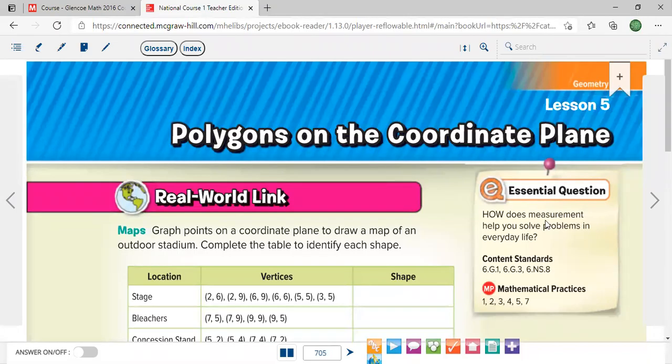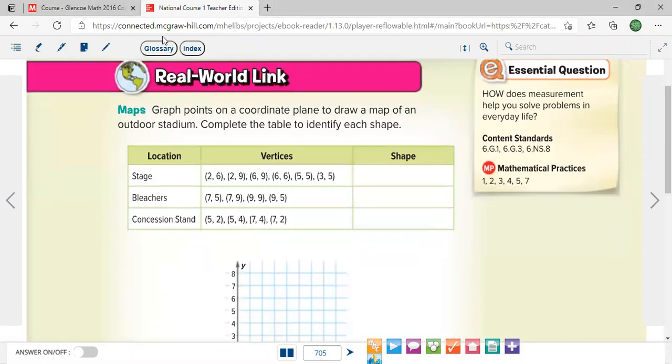In chapter 9, lesson number 5, polygons on the coordinate plane. How can we draw polygons on the x-axis and y-axis? And also, how can we find their areas? This is what we need to know in this lesson.